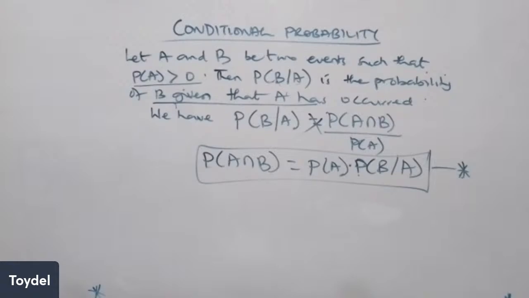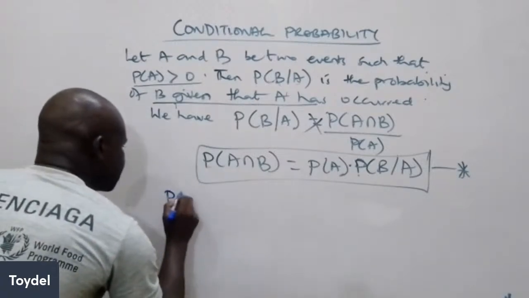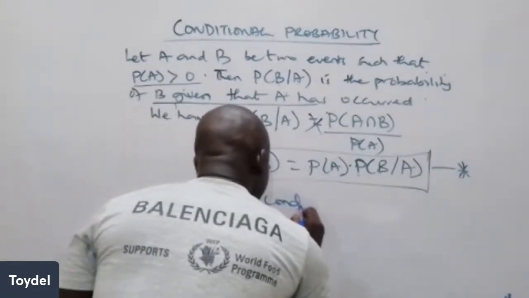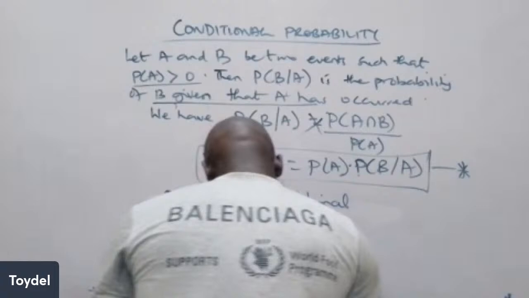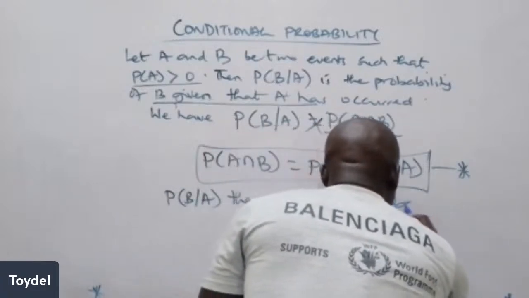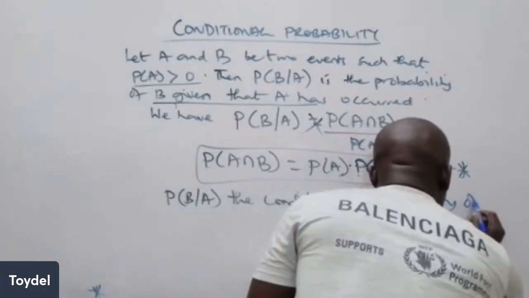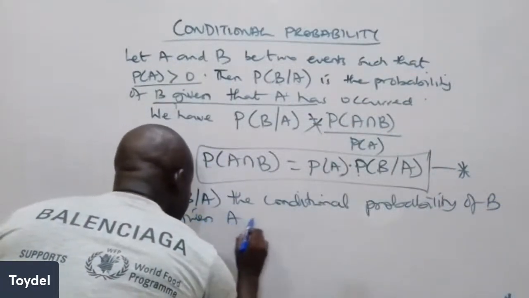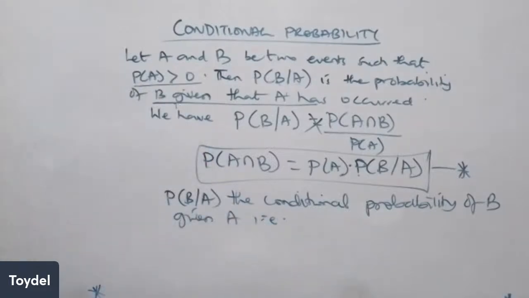We call P of B slash A the conditional probability of B given A. It's called the conditional probability of B given A. That is the probability that B will occur given A has occurred. That is the interpretation of what we have.